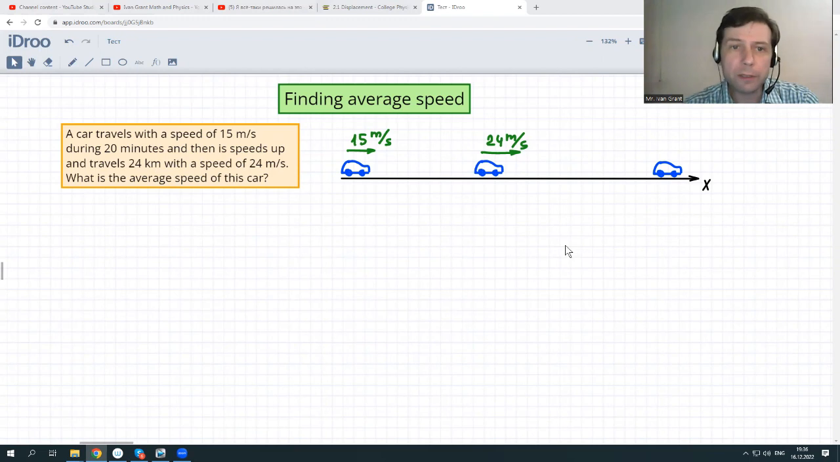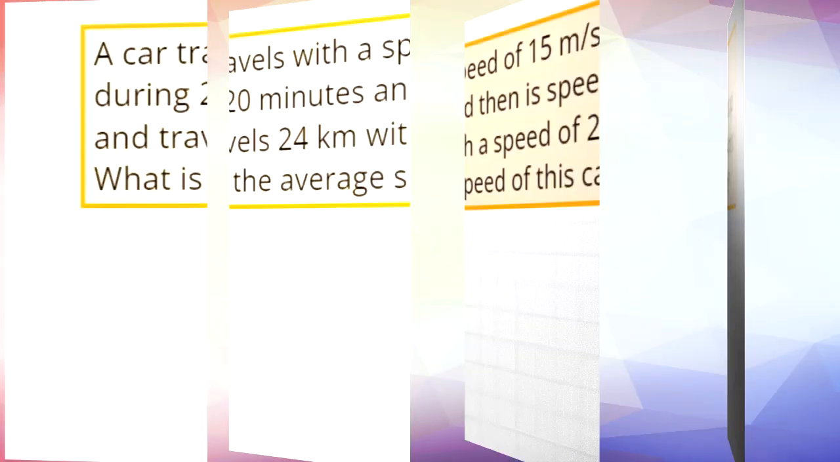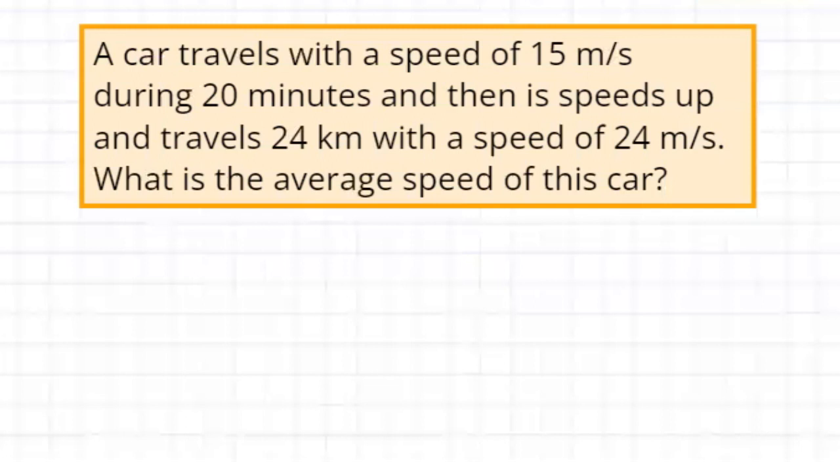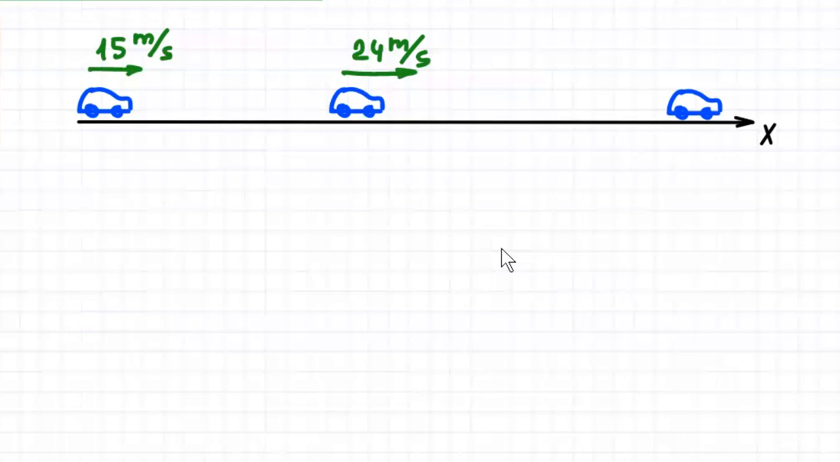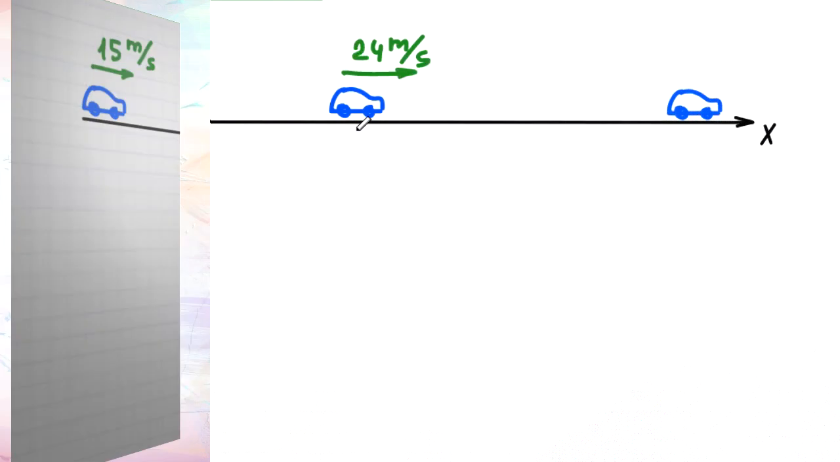So let's take a look at this text and this picture. A car travels with a speed of 15 meters per second during 20 meters, and then it speeds up and travels 24 kilometers with a speed of 24 meters per second. What is the average speed of this car? In this drawing, you see, first the car has a speed of 15 meters per second. Then after a certain time, we don't know when and where exactly. We know it's after 20 minutes, but where we do not. It speeds up and the speed increases, okay?